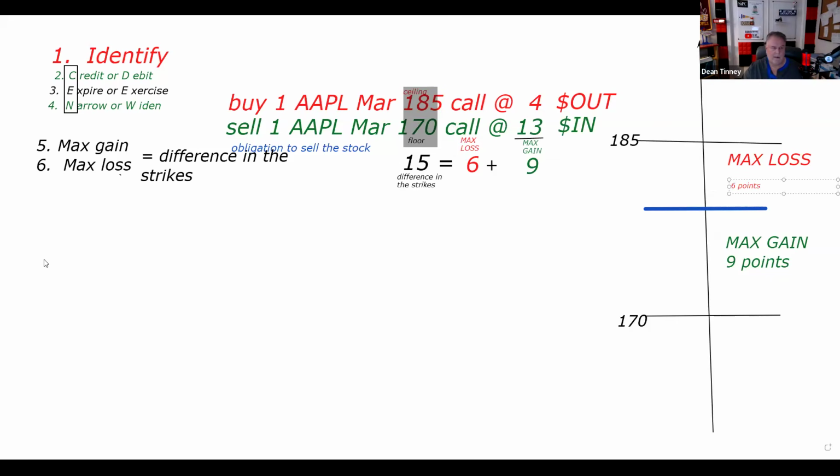Okay, so I said there's 8 test questions about a spread. And we said the other test question, number 7, is what is the break even?